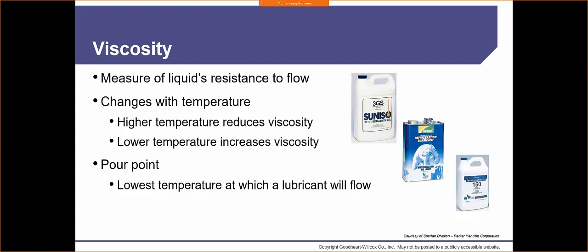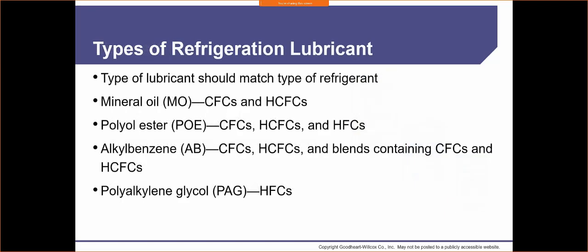So we have the higher temperature reduces viscosity, lower temperature increases viscosity. And of course, there is the pour point, which is the lowest temperature at which a lubricant will flow. So if our lubricant's going to flow at 70 degrees, cool, but it may not flow at 32. That may be a problem, especially with refrigerants, because we are potentially going to be going below freezing with our refrigerants, depending on the application. And so we want to make sure that our lubricant is going to work well with the refrigerant and the application.